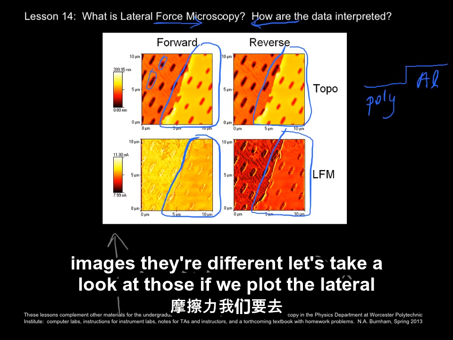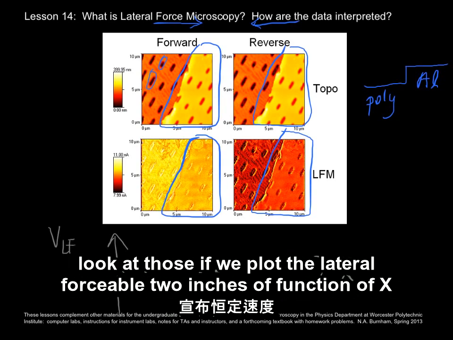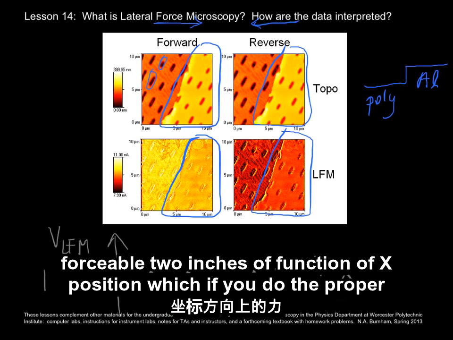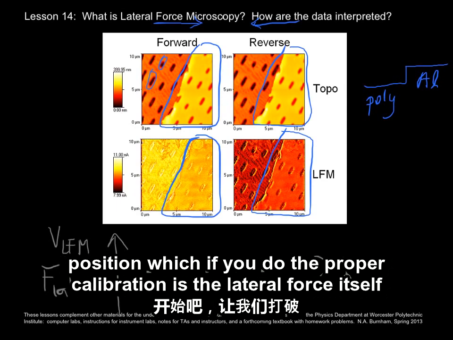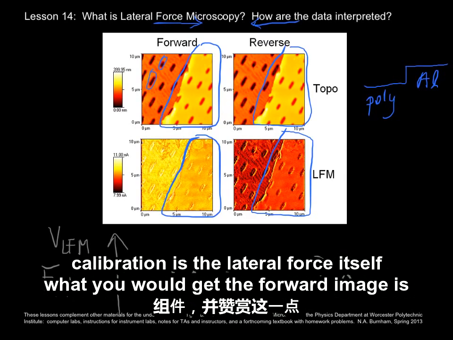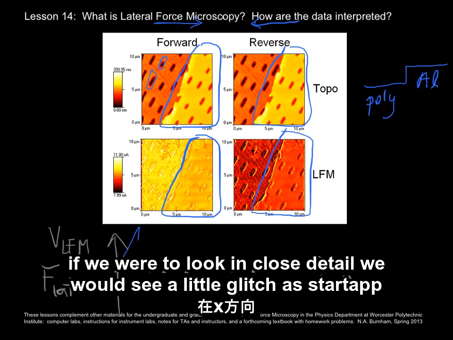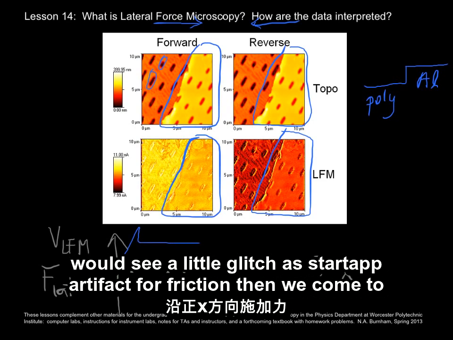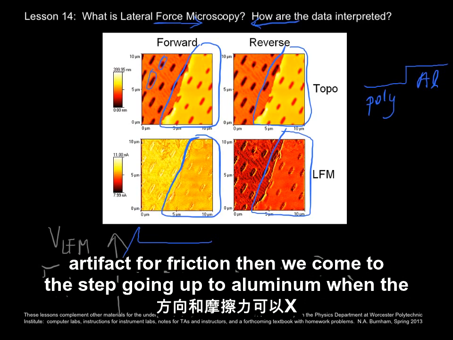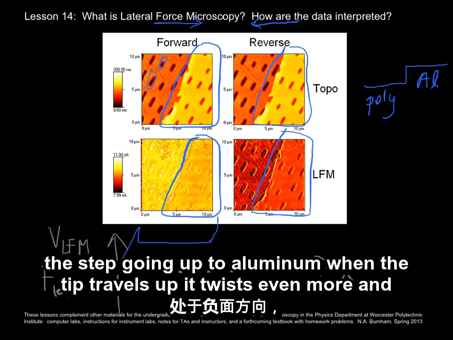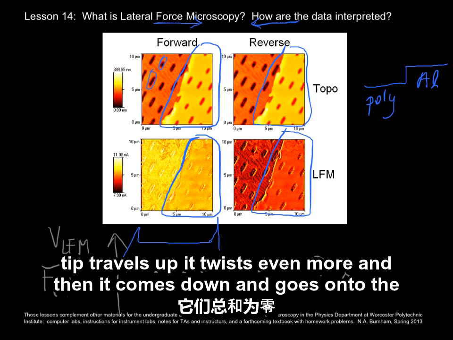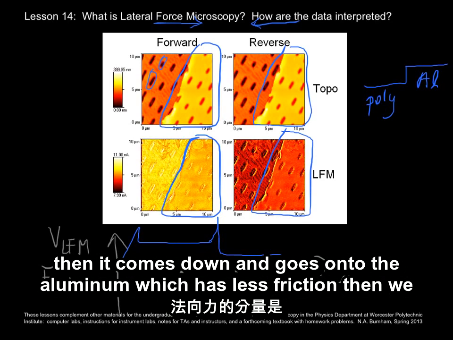If we plot the lateral force voltage as a function of x position, which, if you do the proper calibration, is the lateral force itself, what you would get on the forward image is, if we were to look in close detail, we would see a little glitch as a startup artifact for friction. Then we come to the step going up to aluminum. When the tip travels up, it twists even more, and then it comes down and goes onto the aluminum, which has less friction.